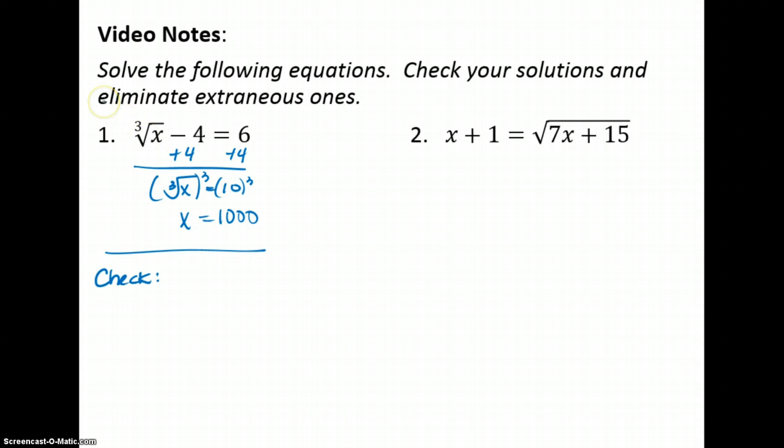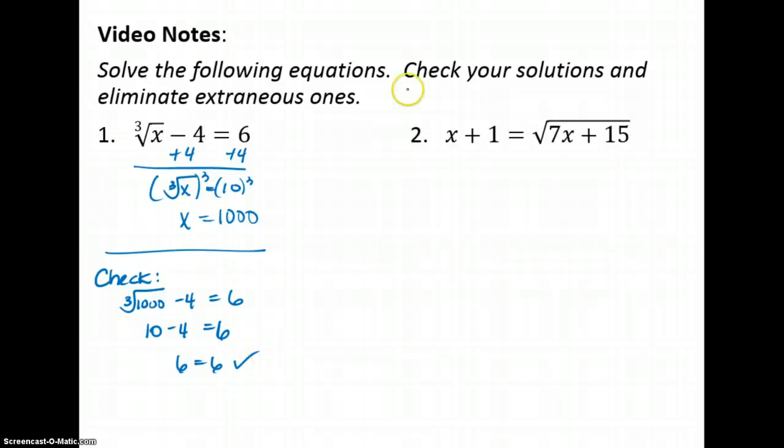So I take 1,000 and replace x in the original equation. So I get the cube root of 1,000 minus 4 equals 6. Cube root of 1,000 is 10. 10 minus 4 is 6. So 6 equals 6. Our solution checked. Let's do it again.